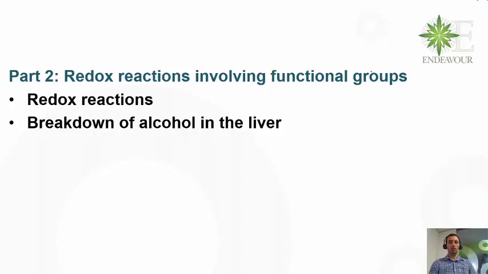And one of the main ways we're going to display the importance of these redox reactions is looking at how alcohol is actually broken down in the liver, because there's actually two redox reactions that we rely on to break down ethanol that's present in alcoholic beverages into an acetate compound, also known as ethanoic acid, which can actually be metabolized by the body and is non-toxic.